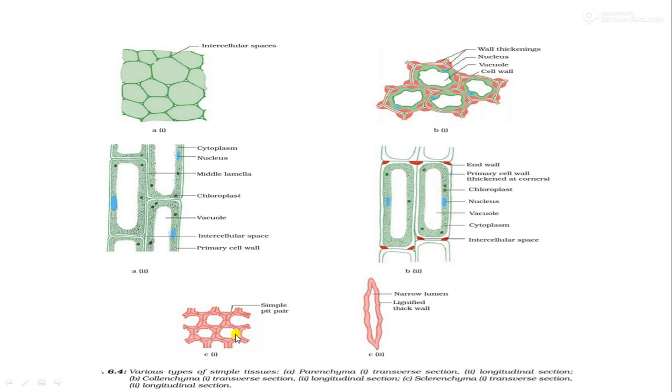Then sclerenchyma. The wall is uniformly thickened, and in between there are unthickened areas called pits, through which substances like water and oxygen can enter. There are actually two kinds of sclerenchyma, sclerites and fibers. This is a fiber, with a narrow lumen because of the lignified thick cell wall. So these are the three kinds of simple tissues in plants.